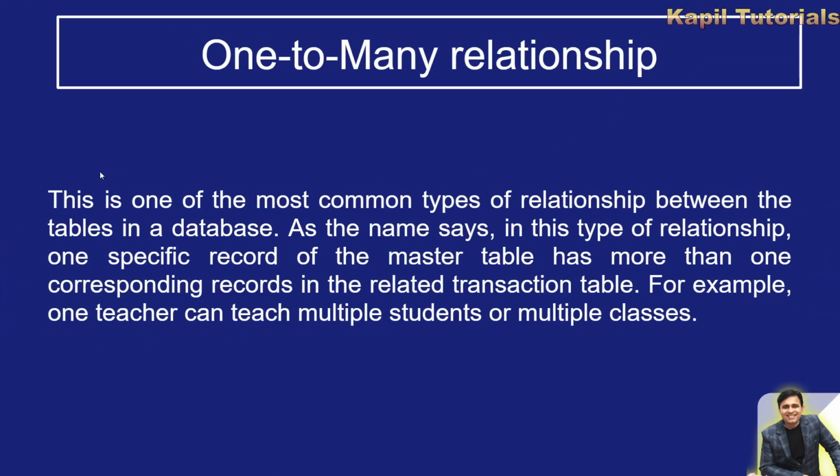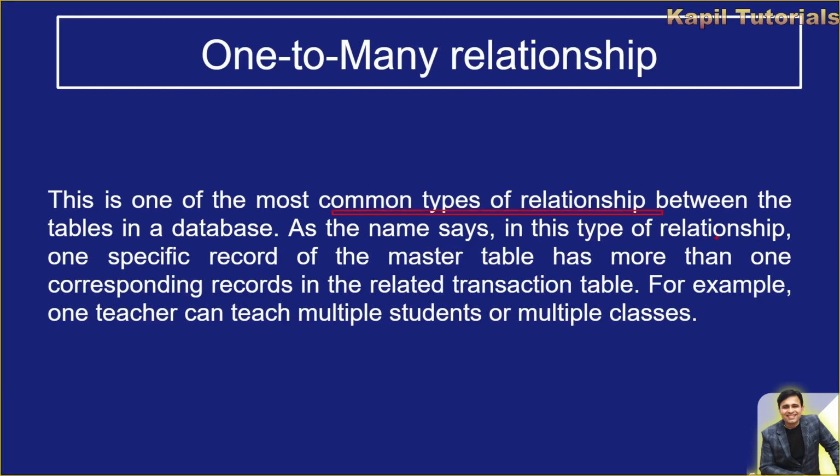Now, one to many is the most common type of relationship between the tables in a database. Whatever tables we have in a database, there we will find these kinds of relationships. As the name says, in this type of relationship, one specific record of the master table has more than one corresponding record in the related transaction table. Now, this is important.